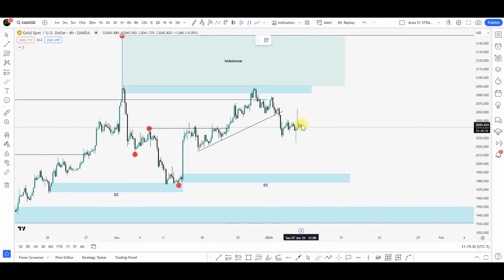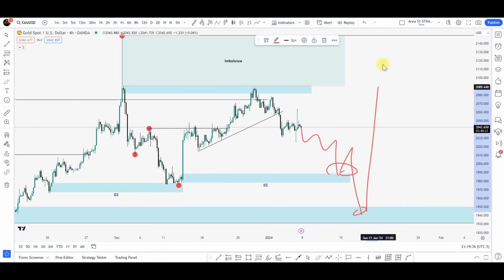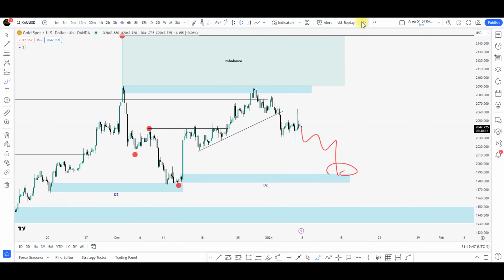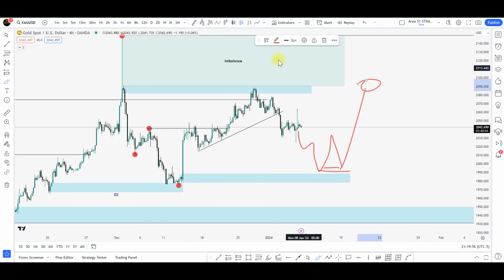You can see an area of demand zone. Price can come all the way over here, react, and then come down all the way over here before it continues to the upside. So what we're looking for now is waiting for the price to come down here before we consider any buy position. Once price comes over here, we need some type of change of character. Wait for the price to come back to a demand zone and then buy to target this area of imbalanced shadows.